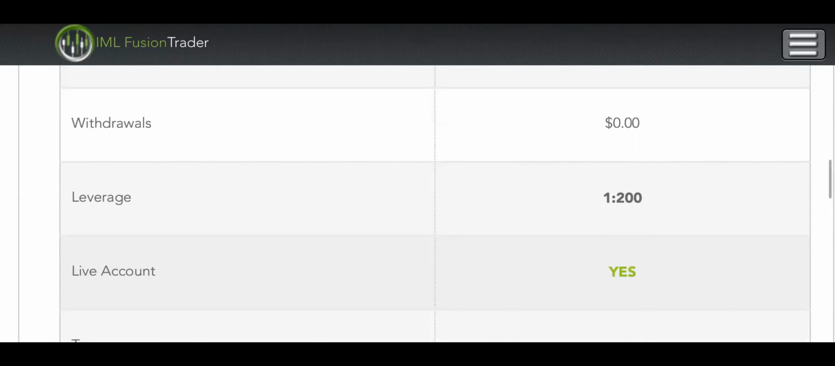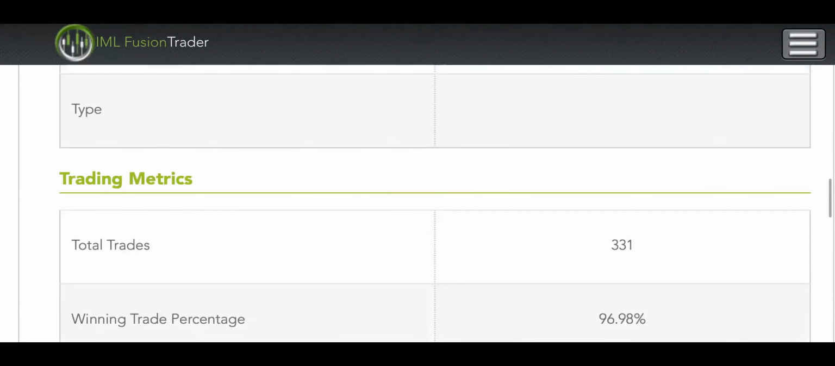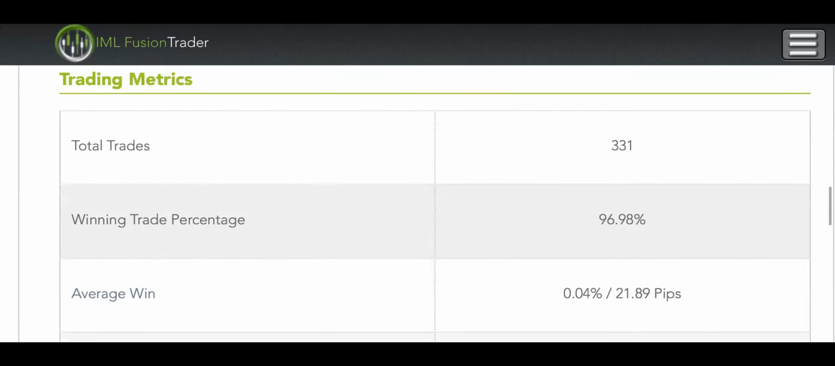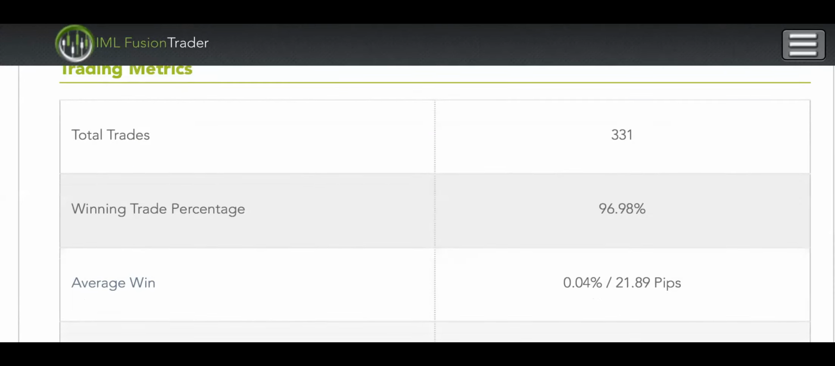All right, let's see. This is also important with the trading metrics. It's telling us that Yoda has actually done 331 trades. The winning percentage is about 96.98%, so roughly 97% wins. That's huge, okay? That's something else you want to walk through and show people what to look for, okay?